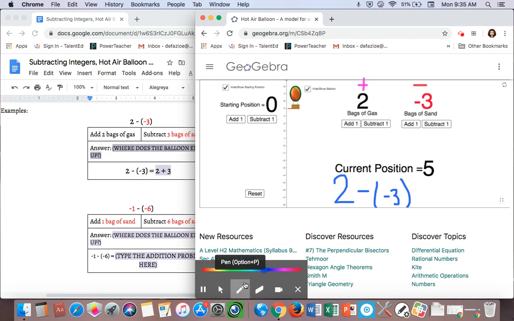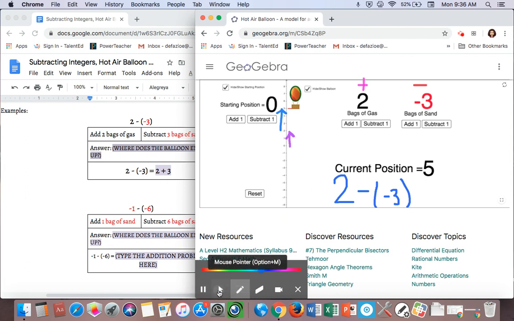And I'll even draw a little arrow. From 0, you're adding gas to your balloon to 2. And then you're taking away weight. You're taking away 3 bags of sand, which is going to make your balloon go even higher. So I'm going to go all the way up to 5. I'm subtracting a negative. I'm subtracting away bags of sand, which is making my balloon rise and become more positive.